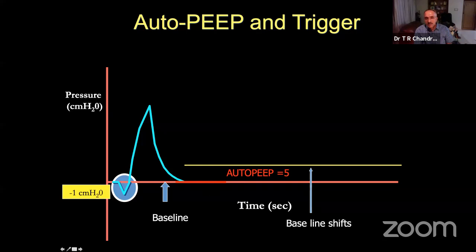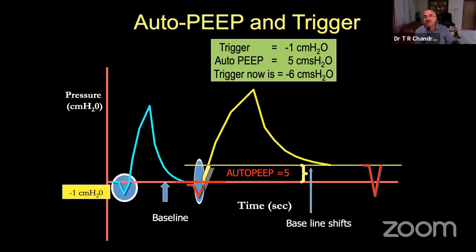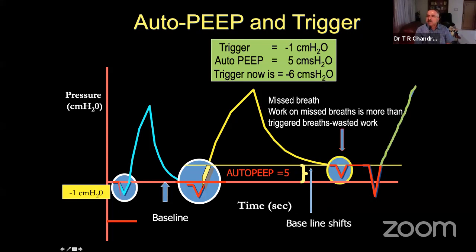Now, how much does the patient have to generate to reach this point? This requires 6 centimeters. Now the patient's trigger becomes 6 centimeters. This is the reason why there will be a lot of missed breaths. The patient has done only -1 centimeter, so he will not get the breath. Then again, he does another 6 centimeters, and he'll get a breath here. So there will be a lot of missed breaths.